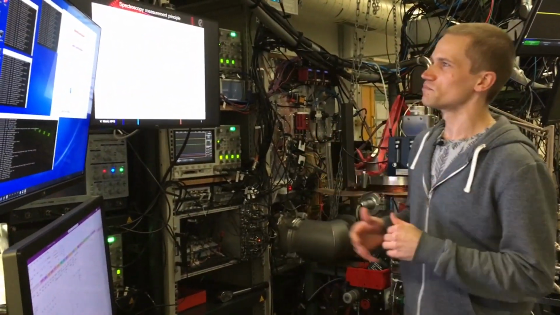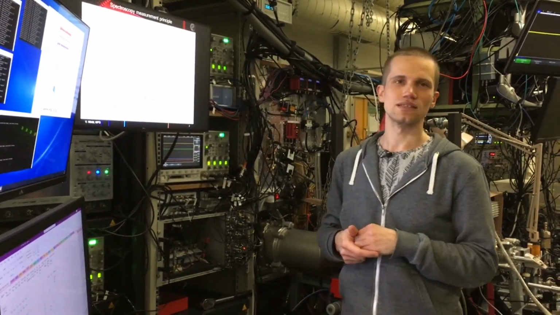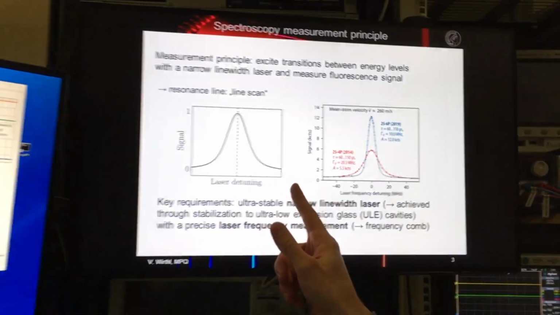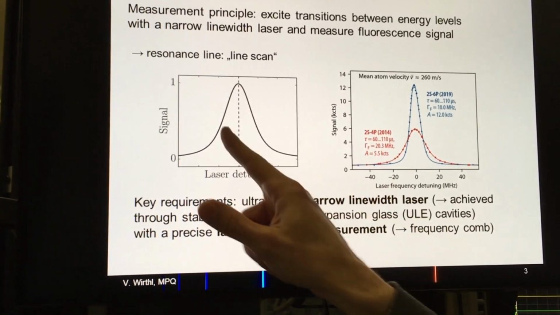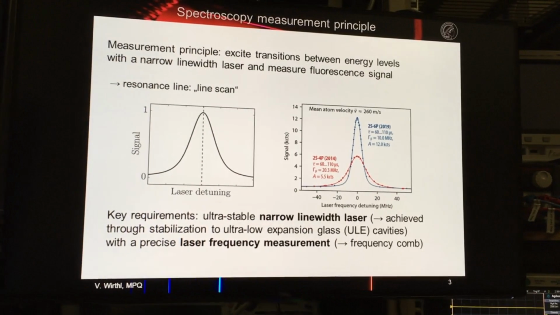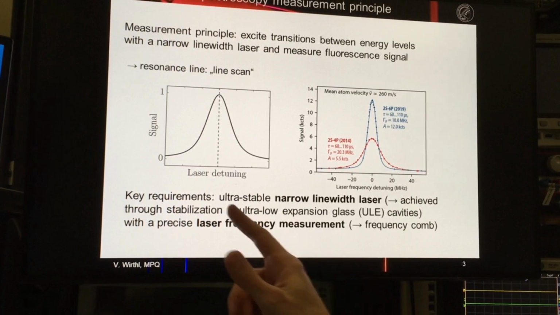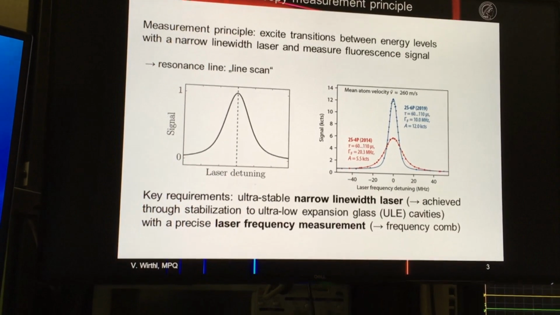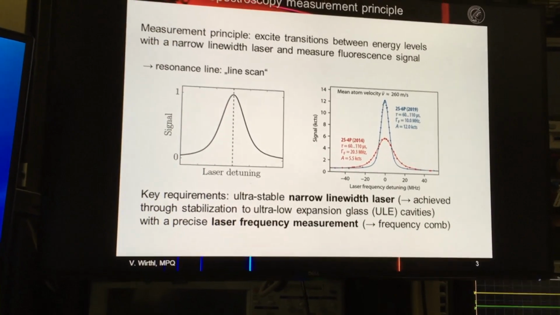Now what is our measurement principle? It's really simple. We excite transitions between different energy levels with a laser and measure the fluorescence signal. So by slightly detuning the laser, so by slightly changing the laser frequency, we can scan this resonance line and determine the center frequency of this resonance line. And of course, the key requirement for that is that you first need a precise laser. So we use so-called ultra-low expansion glass cavities, ULE cavities, and we stabilize our laser accordingly to achieve a narrow line width of less than 1 hertz.